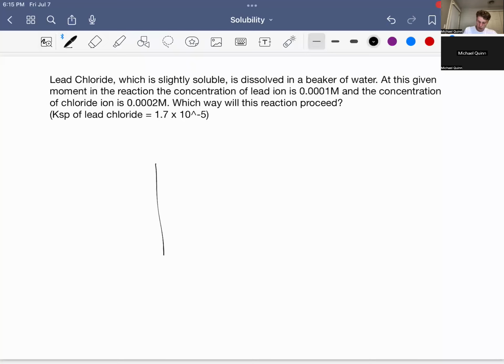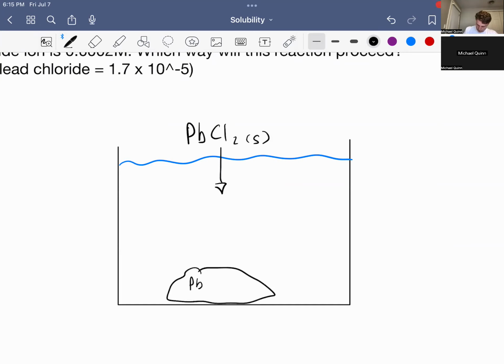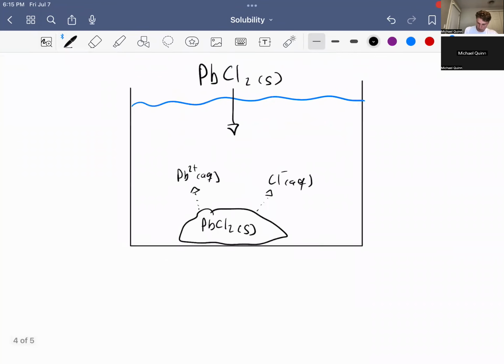So the first thing I want to do is draw a picture for our situation. So we have a beaker of water and we are dissolving lead chloride into this beaker, where we will see some lead and some chloride ions start to form. So I definitely want to write an equilibrium reaction.